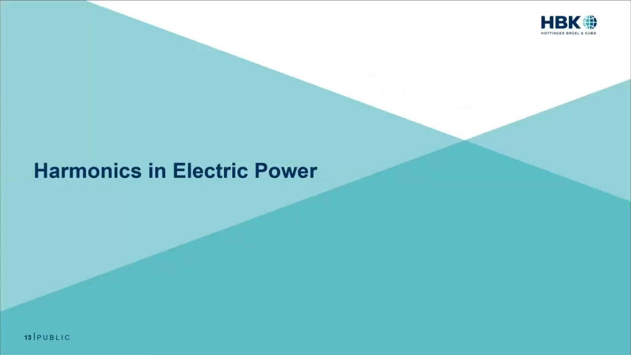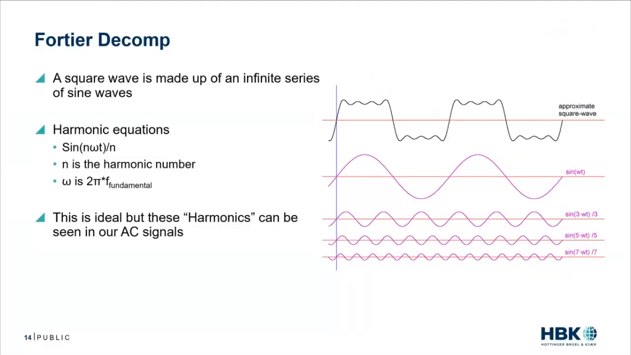So harmonics and electric power. It's a brief background on harmonics. I'm sure you're all familiar, but if we take a square wave, it is the Taylor series of an infinite sum of sine waves at different frequencies. So we have a fundamental. We potentially have a third harmonic that's 3 times the frequency and a third the amplitude. A fifth harmonic, 5 times the frequency, a fifth the amplitude, 7 times a seventh the amplitude.